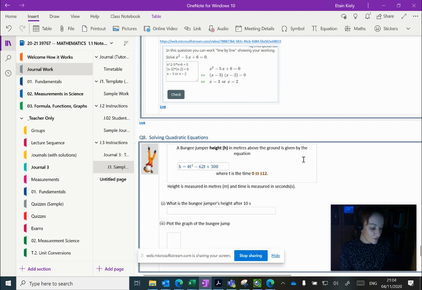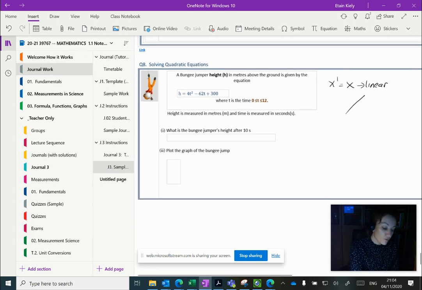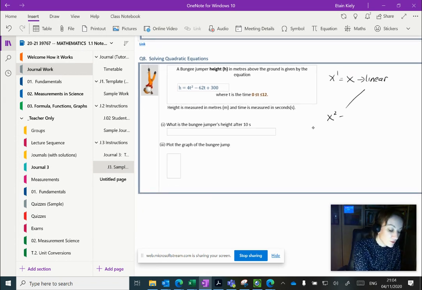Okay, so the last journal question, and this one is using quadratic equation. We're going to try and visualize a quadratic equation. Just to remind you, when we have x to the power of 1, which is just really x, that is what we call a linear function, and we had a straight line graph for this. For x to the power of 2, we call this a quadratic function, and this gives us a parabolic shape. So it's going to be a smiley face if it's a positive x squared, and a frown face if it's minus x squared.